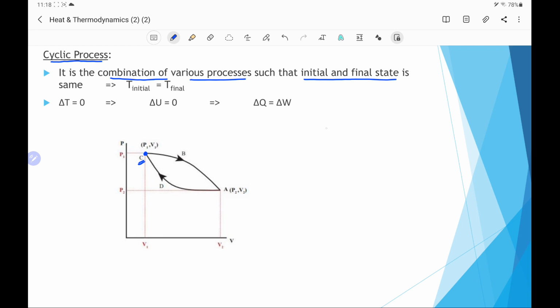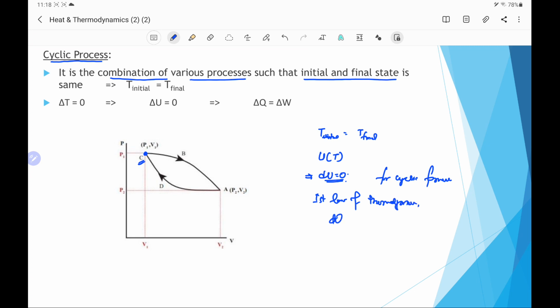Because of the same initial and final state, we can say that T initial will be equal to T final. And because internal energy is the function of temperature, this means change in internal energy will be zero for a cyclic process. And using the first law of thermodynamics, we can write that dq equal to du plus dw, and for cyclic process du is 0, so we can write dq equal to dw. That means heat will be equal to the work.